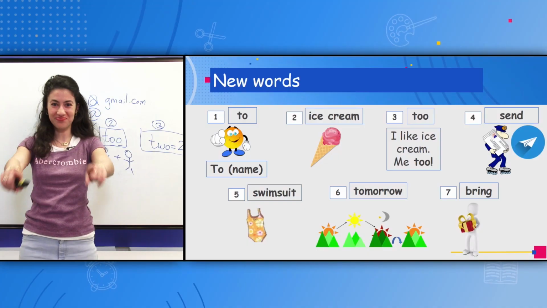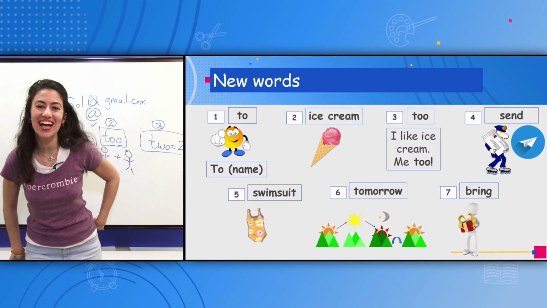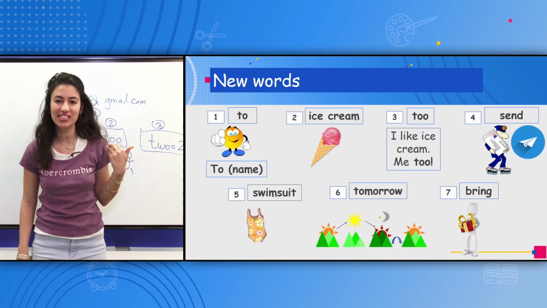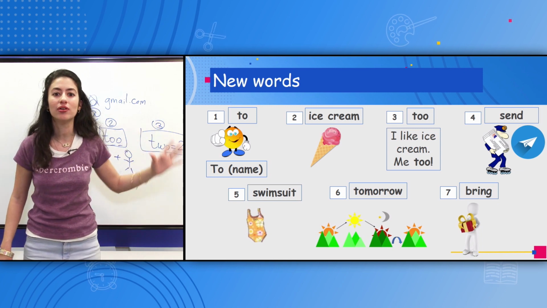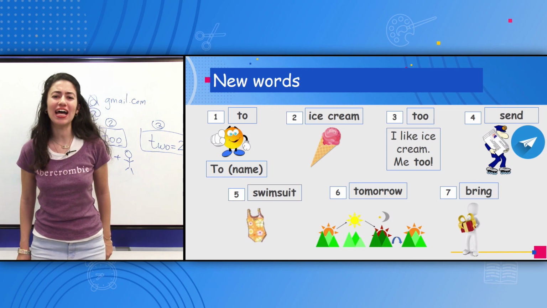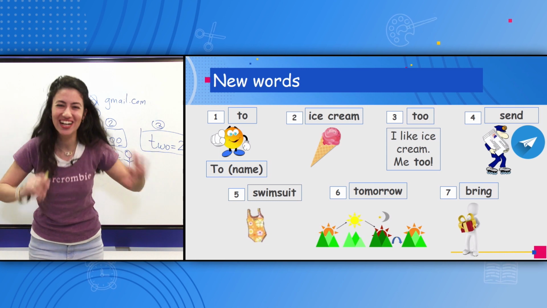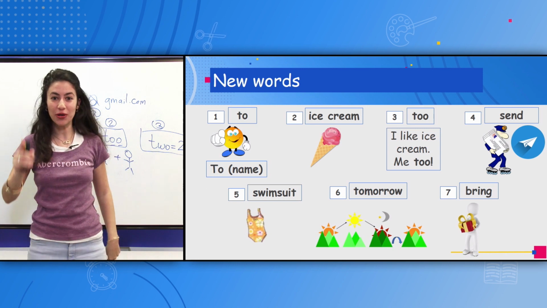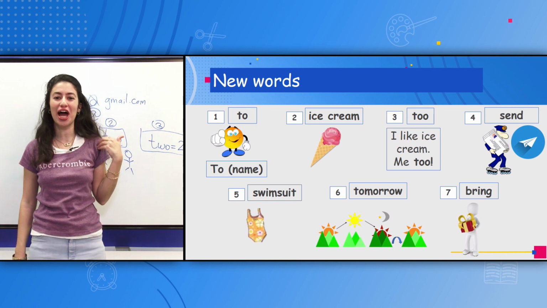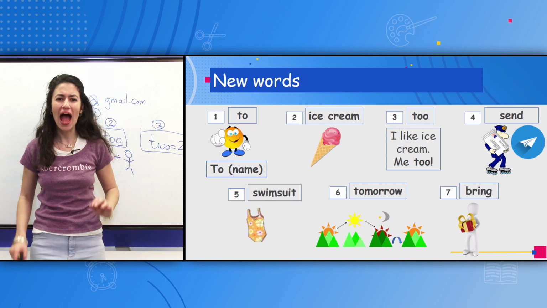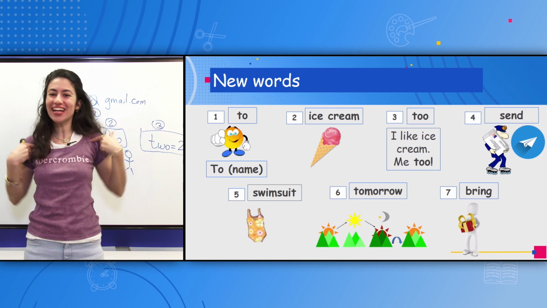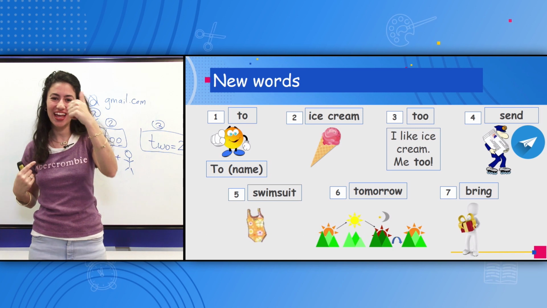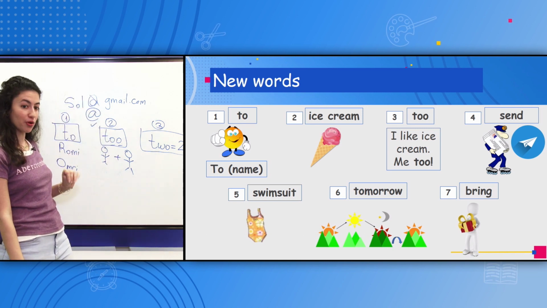I love ice cream. Good job. Number three, I'm going to say I love ice cream, and you're going to shout out, me too. Ready? I love ice cream. Me too. Again, I love ice cream. Me too. Now you say, I love ice cream, and I will shout, me too. Ready, set, go. Me too. Excellent.